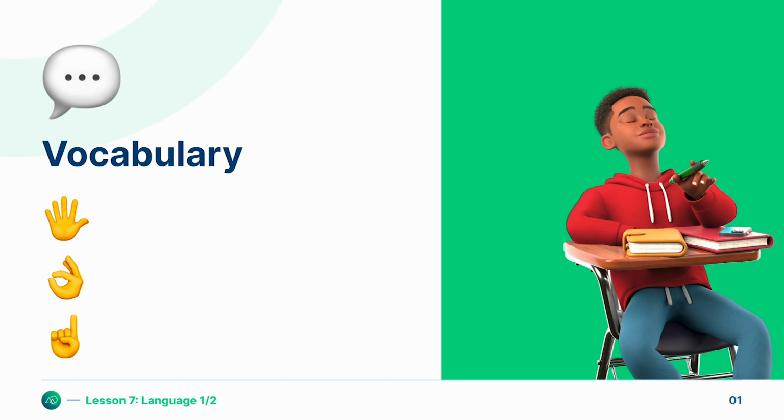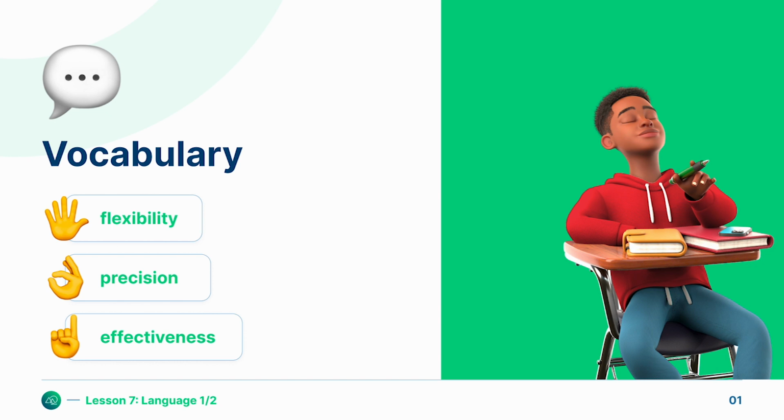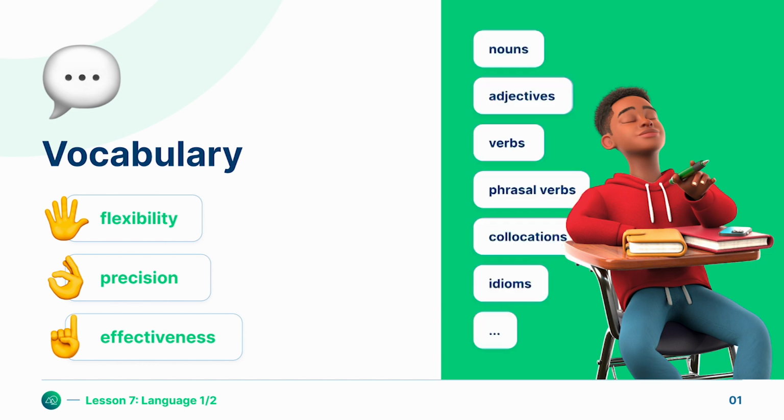Your vocabulary skill can be measured in terms of the flexibility, precision, and effectiveness of your word choice and usage. Since vocabulary is so diverse, with many shapes and forms from nouns, adjectives, and verbs to phrasal verbs, collocations, idioms, and a lot more, it would take quite some time for you to master all the lexical resources. But learning to use vocabulary effectively is essential in improving the clarity, coherence, and impact of your speech.